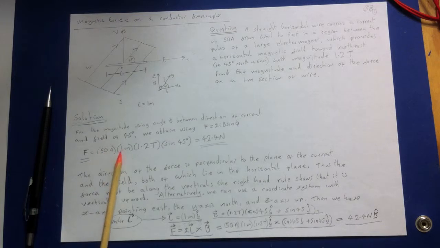F equals 50 amps, so that's I. L is 1 meter, and B is 1.2 Tesla, and then we've got sine 45. So we end up with 42.4 newtons. So that's the magnitude of the force.